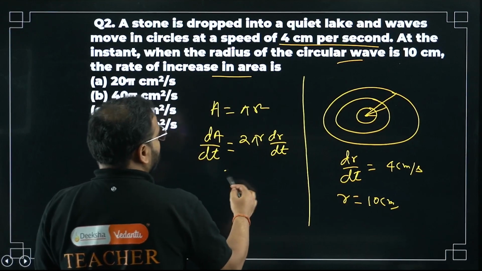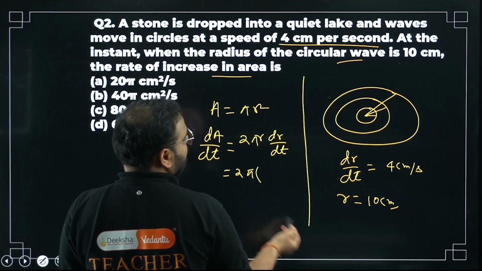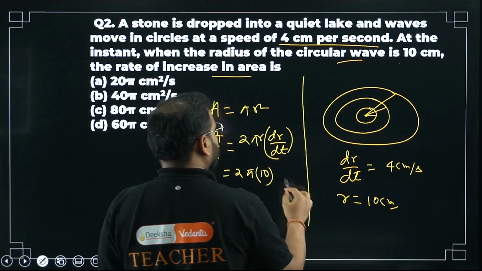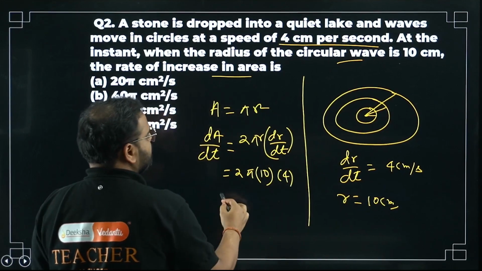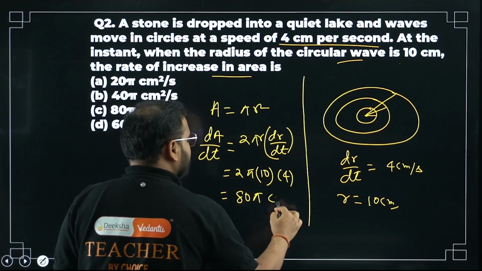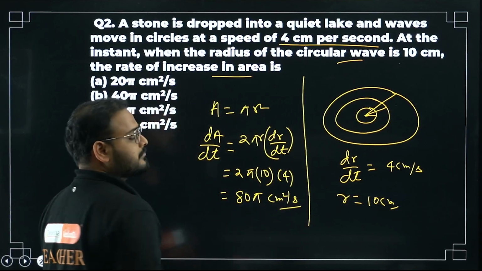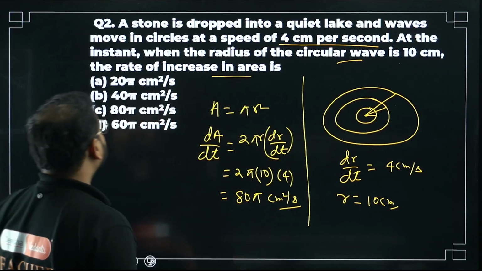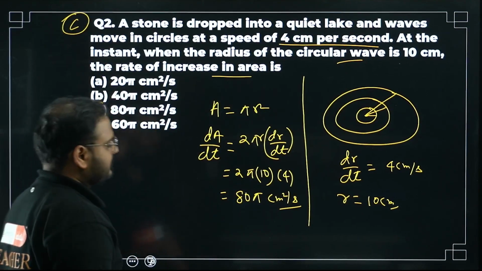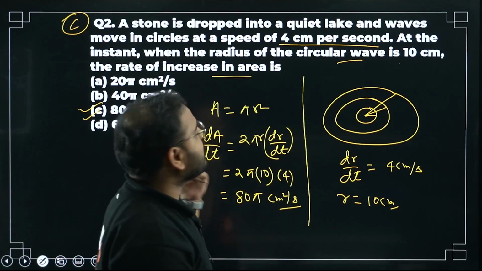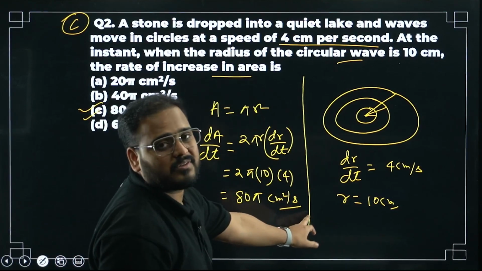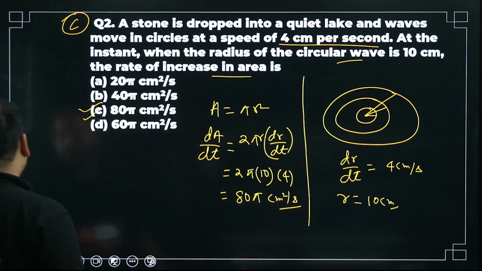Check the values now. 2 I have, pi I have. What is the r value? 10. So right here 10. What is dr by dt? Please check. 4. So right here 4. What is the answer? 40 into 2, so 80 pi. Area change, so centimeter square per second. See the difference from the previous question? Answer is 80 pi centimeter square per second. In the previous case, it was with respect to the radius. That's why it was just without the time second unit. Okay, moving on to question number 3.